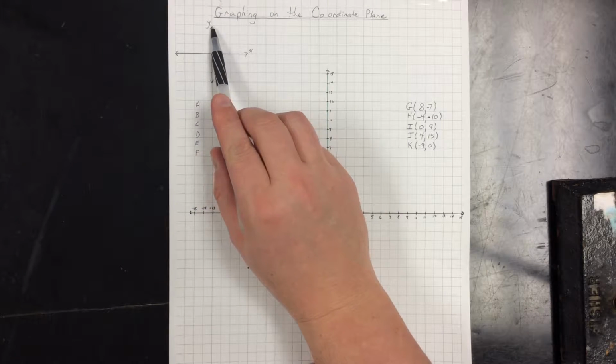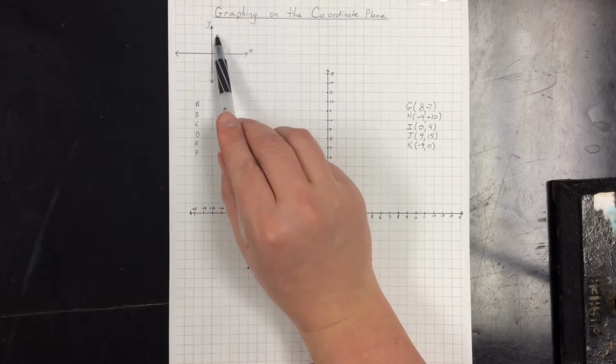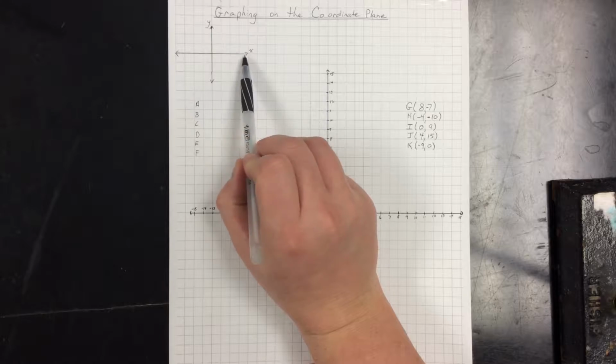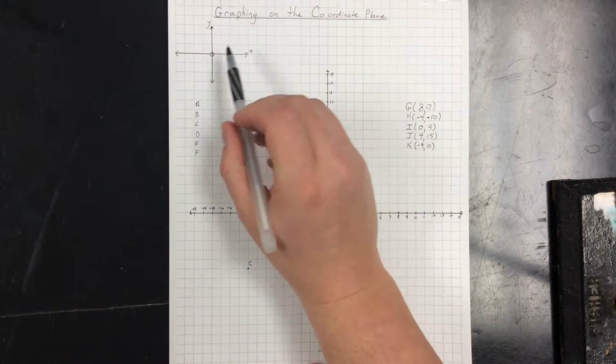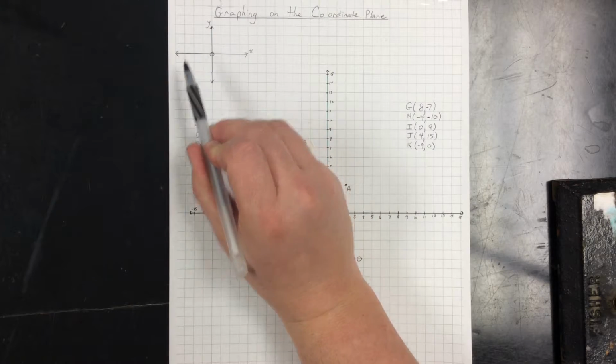Today we're going to be graphing on the coordinate plane. From the other lesson you may remember we talked about this corner of the coordinate plane where the x and y meet at the origin, 0. Today we're going to be talking about the other three corners.